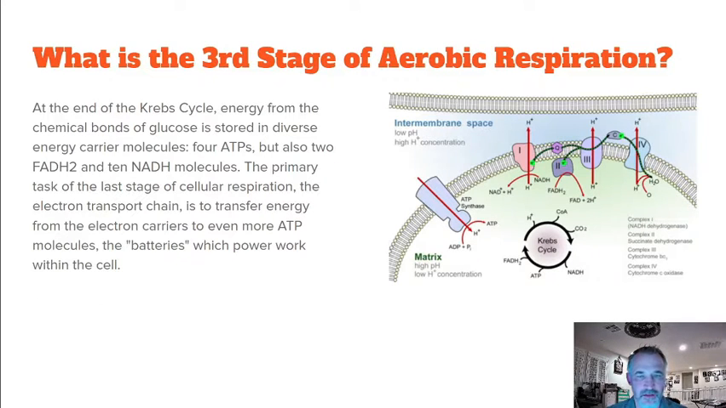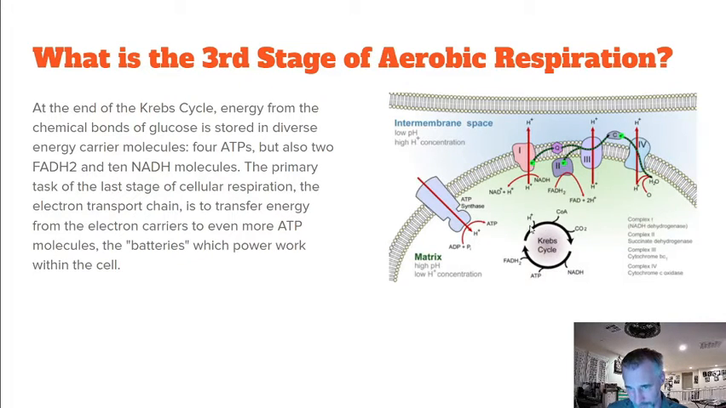So let's move on to the third step. At the end of the Krebs cycle, energy from the chemical bonds of glucose is stored in a diverse set of energy molecules: 4 ATP, but also 2 FADH2s and 10 NADH molecules. The primary task of the last stage of cellular respiration, the electron transport chain, is to transfer energy from the electron carriers to even more ATP molecules, the batteries, which basically work within the cell. So if you take a look, this is the electron carrier.